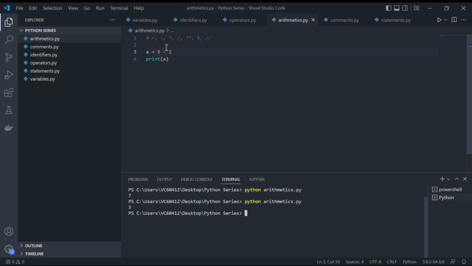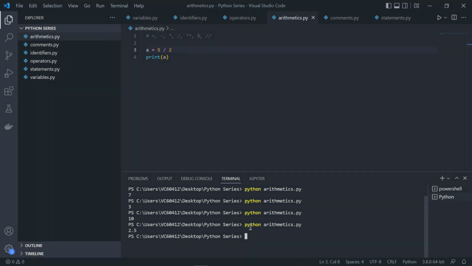Which is correct. Now let's do multiply. If I multiply, this should give me 10, right? Now if I divide, this should give me 2.5, right? Now, what if I do the exponent? That's 5 exponential 2. 5 exponential 2 should give me 25, right?